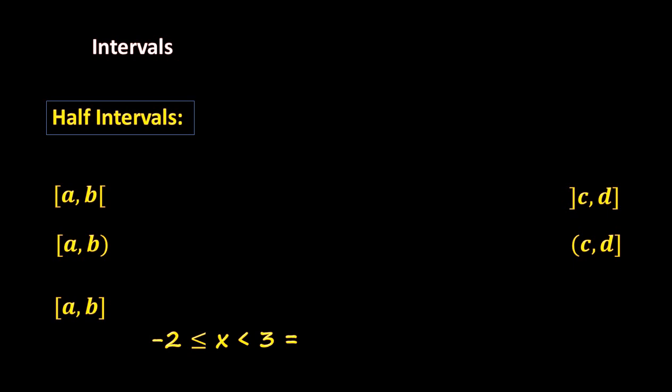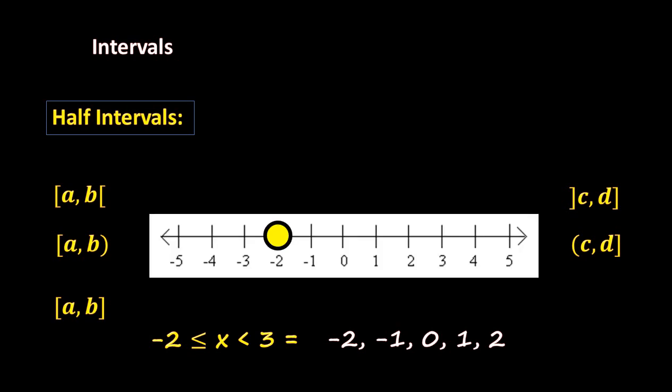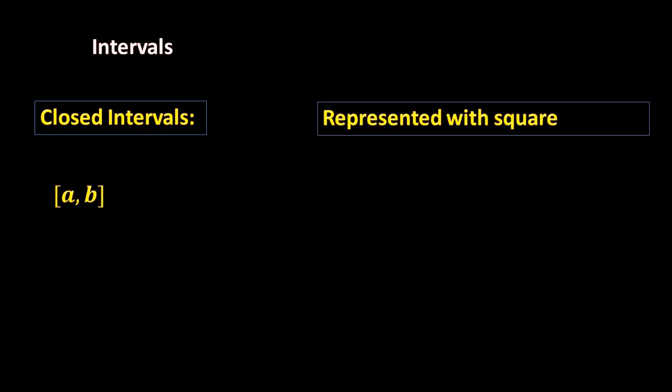So if you have this half interval, you can see that using inequalities, one of the inequalities has an equal to sign, the other one does not. It means that it's a half interval. So the elements here: -2 is included, but 3 is not included. So -2, -1, 0, 1, 2, if I'm to give the whole numbers in this interval. Using the number line as well, it is closed at -2, so we shade, but we do not shade at 3. Then for closed intervals, we have complete square brackets that are closed.